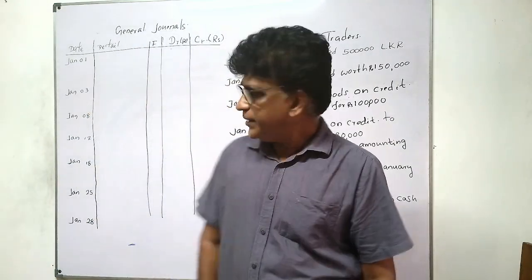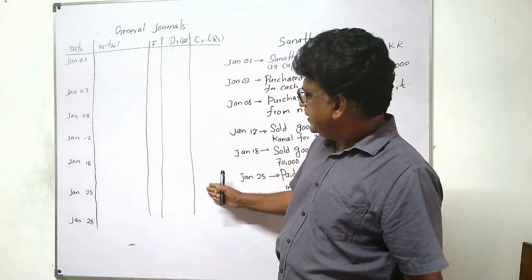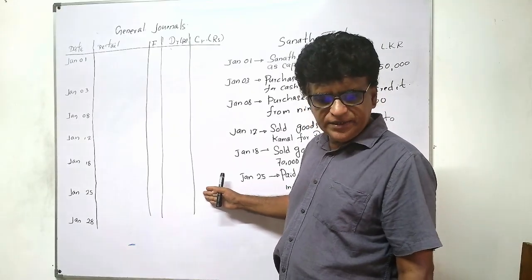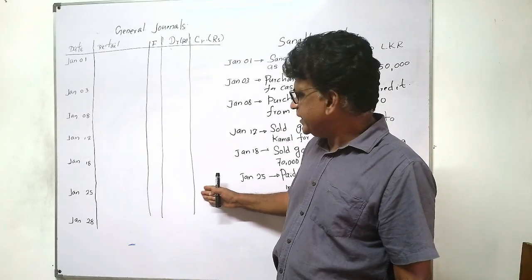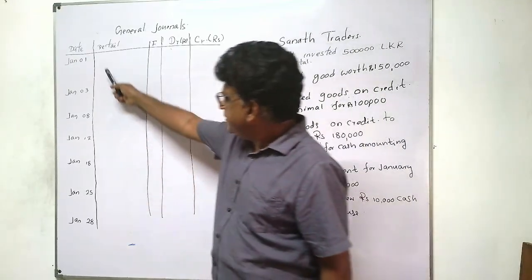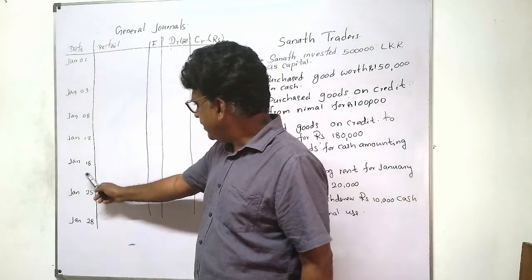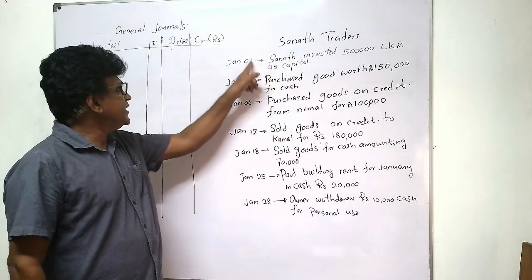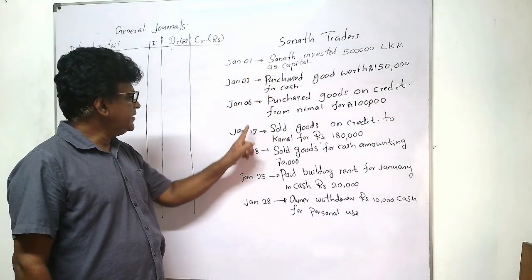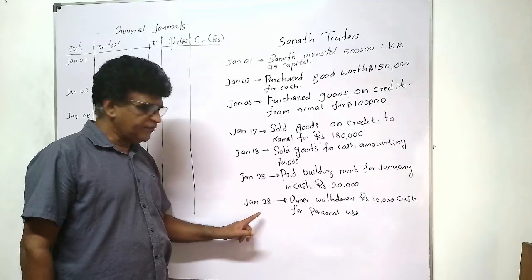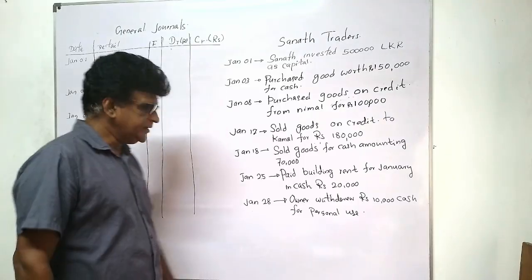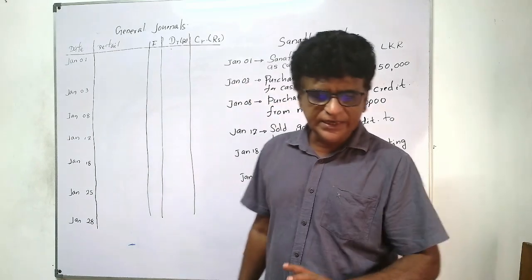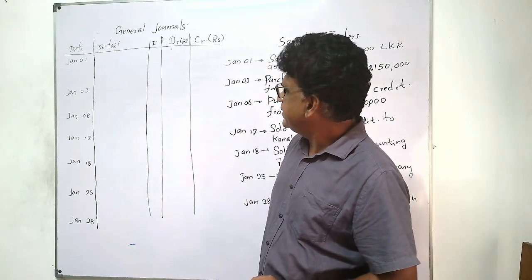Now, this side, this is the structure of the journal entries. This is the general journal structure, right? January 1st, 3rd, 8th, 12th, 18th, 25th and 28th. All these transactions. Now we have to pass journal entries. This is the general journal.